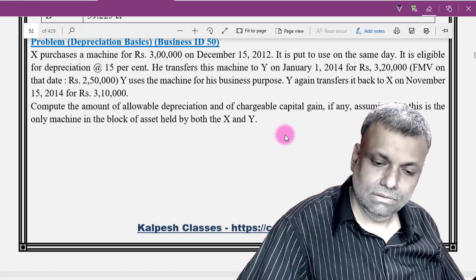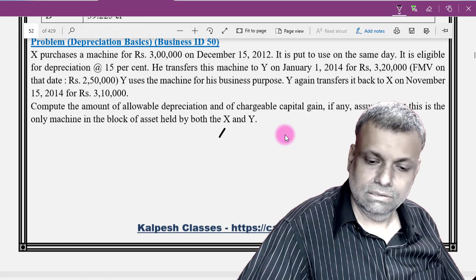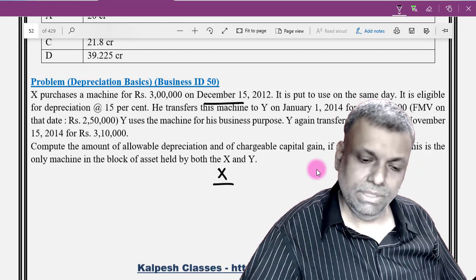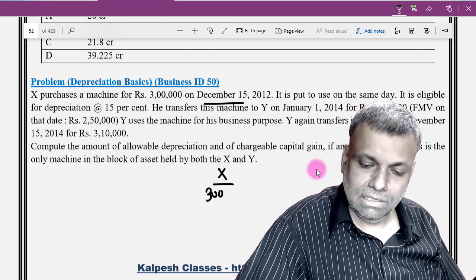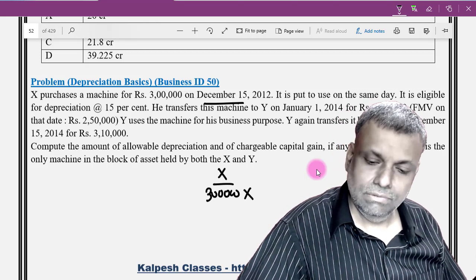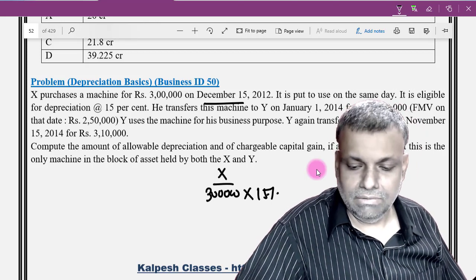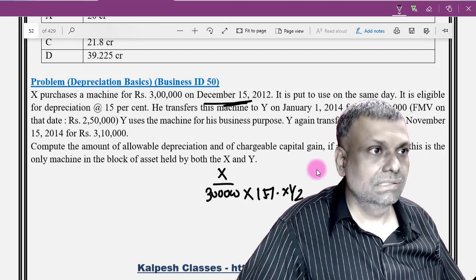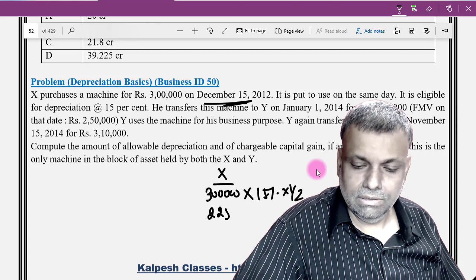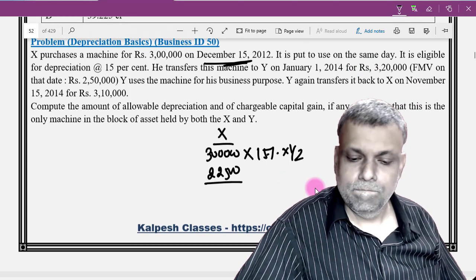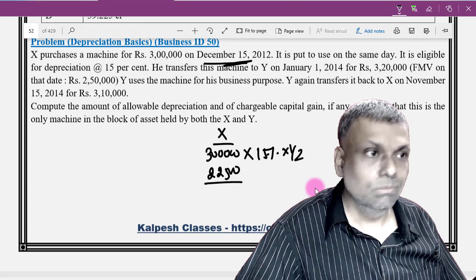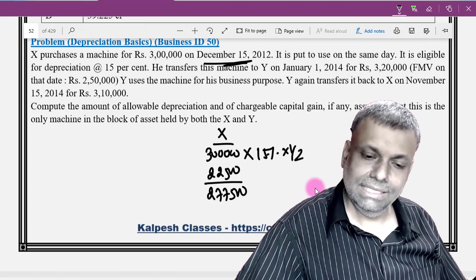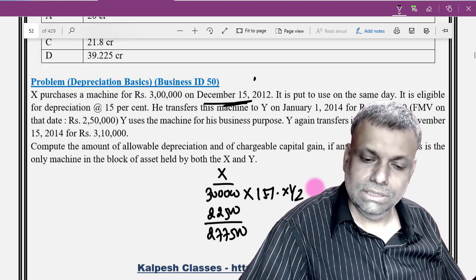Okay, see X, X and Y. X has purchased it somewhere in December 15 of a particular year. So 3 lakhs. On that, 15% depreciation at half rate, because it is somewhere in December. So my depreciation out of 3 lakhs is going to be 22,500, and the closing WDV is going to be 2,77,500. That is happening in a year which I'll call 12-13.